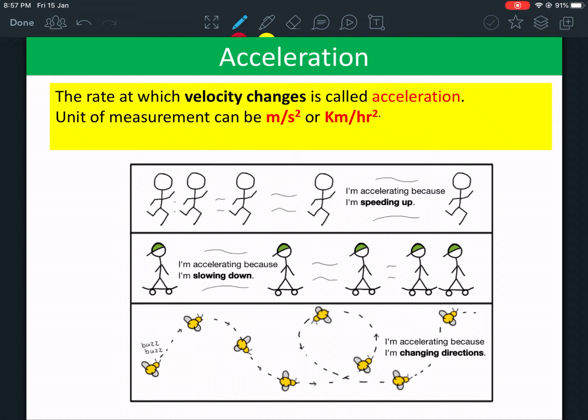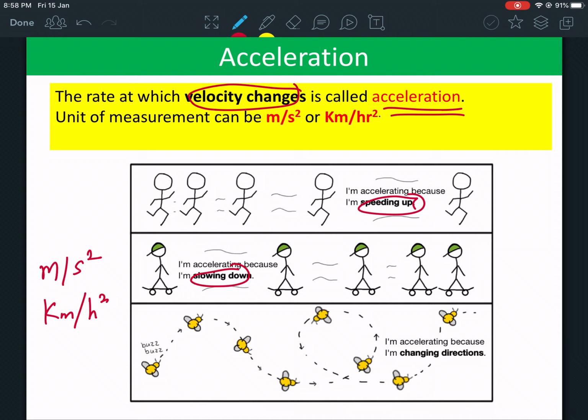Acceleration is the rate at which velocity changes. We didn't focus on it in the last lesson because I want to focus on it here. The unit of measurement of acceleration is meter per second squared or kilometer per hour squared. Acceleration is basically if you're speeding up, slowing down, or changing direction. We talked about these. So speeding up, slowing down, and changing direction is called acceleration.